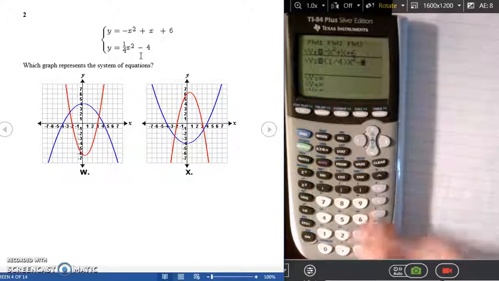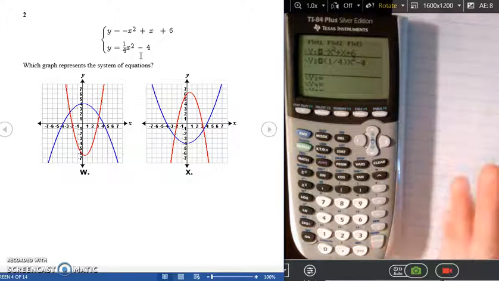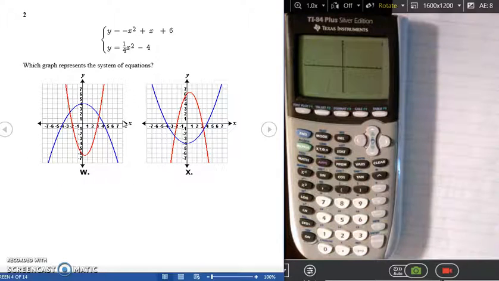And then minus 4. Once again, I notice that my window is from negative 8 to 8, so I've already reset that, so I don't have to do it again, and I can just press Graph. And there's my first parabola, and there's my second parabola.